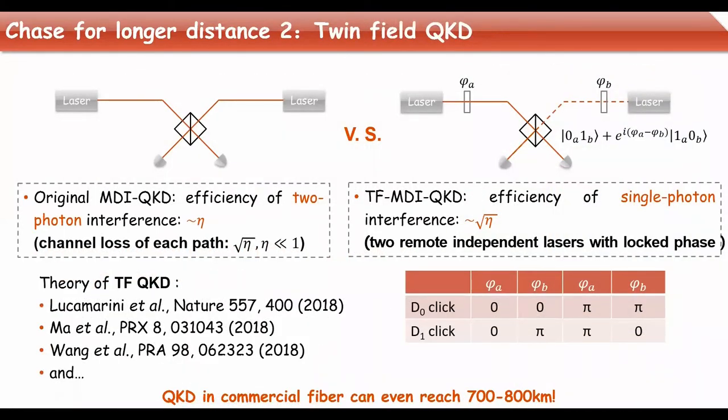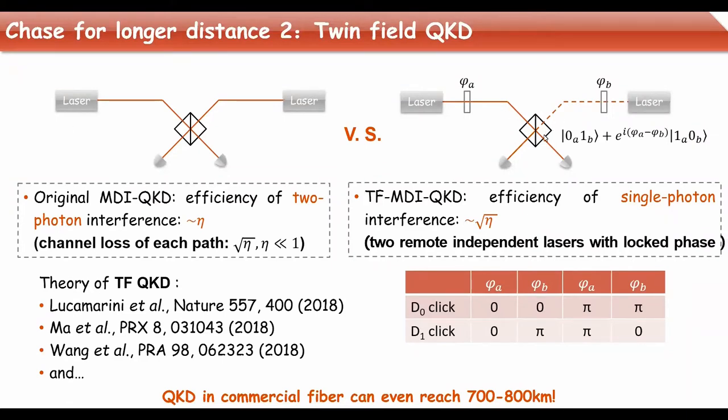Later on, people found there is another way to extend this distance. This was first discovered by the Toshiba Cambridge group in a 2018 Nature paper. It's called twin field QKD. We know that for MDI QKD, measurement device independent QKD, Alice and Bob both send single photon sources or weak coherent states, and you do some interference in the middle. When you receive a coincidence, projecting into a Bell state, you know that you are doing MDI QKD.